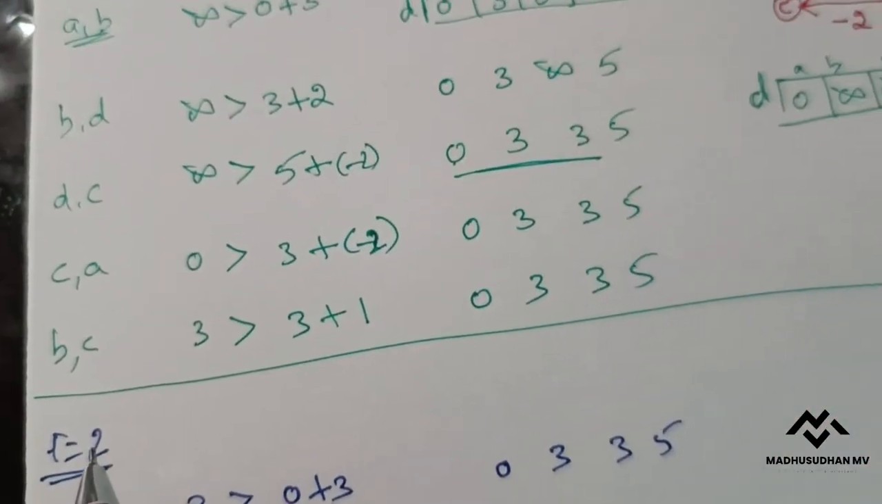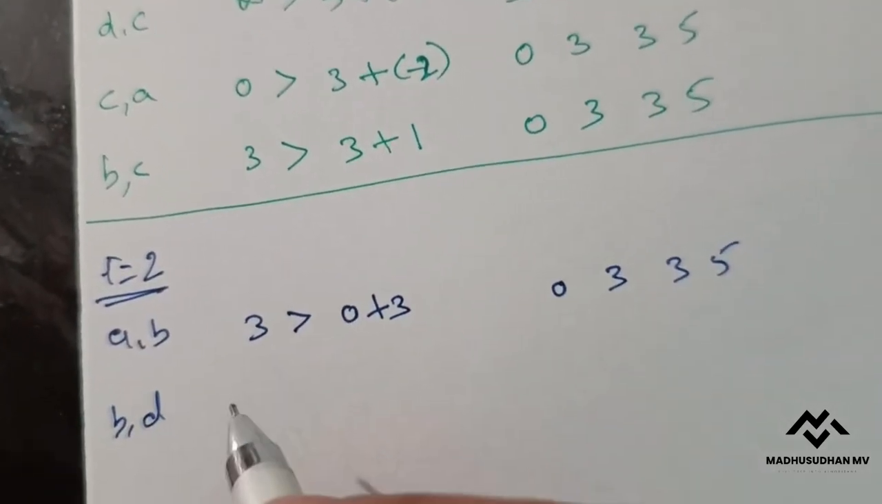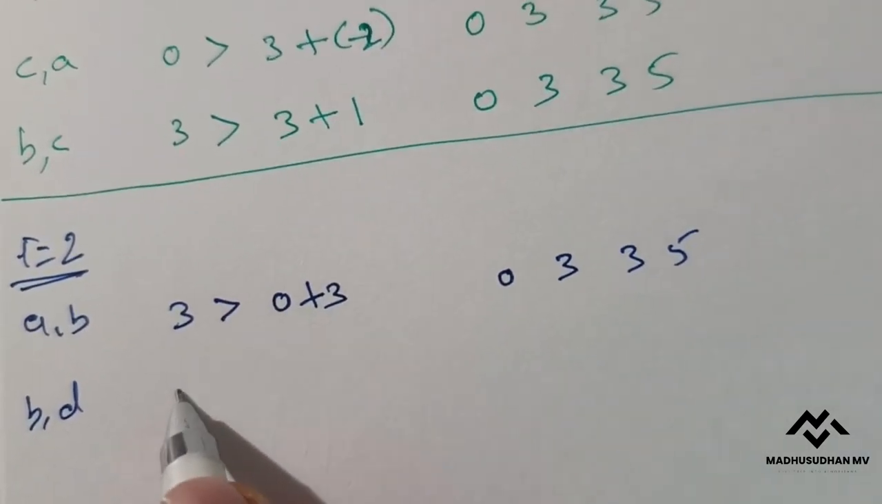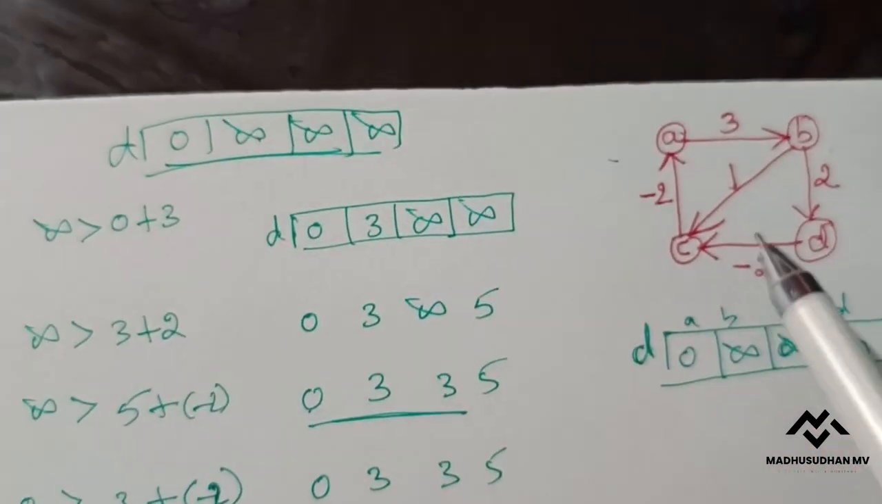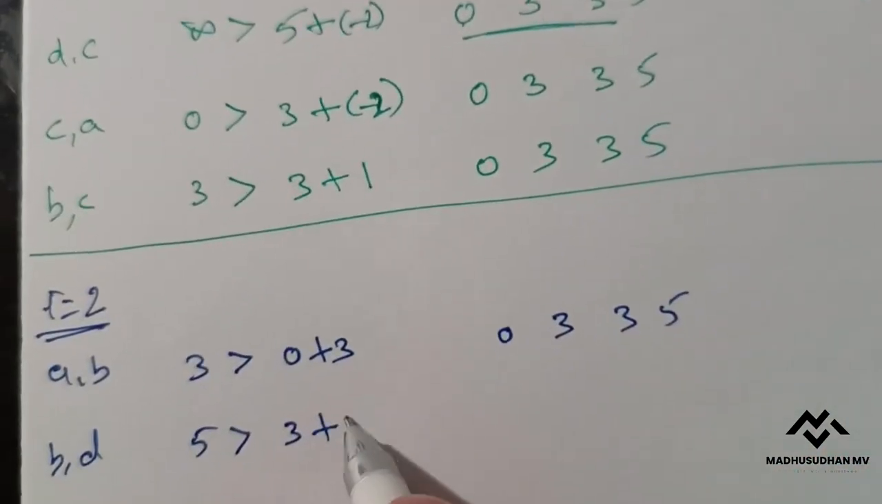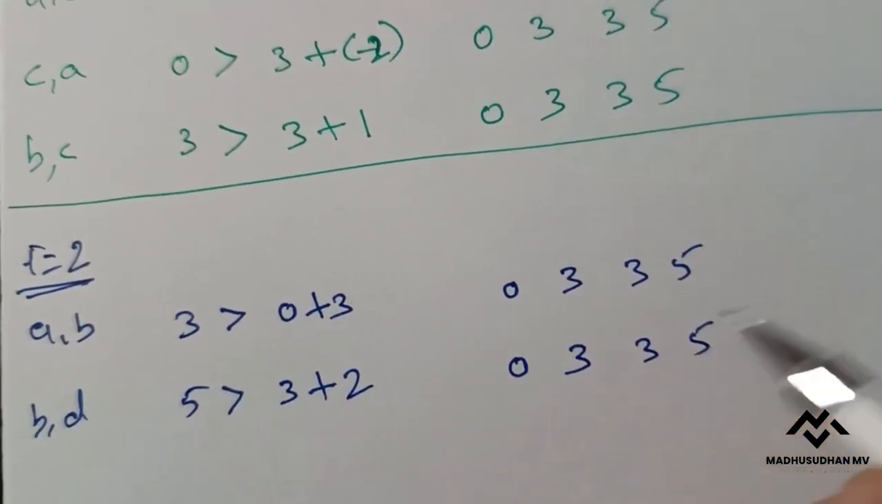Similarly, next, after A to B, B to D. Is distance of D, 5, greater than distance of B, 3, plus B to D, which is 2? 5 greater than 5 is false. So I'm not updating anything. I'm retaining it as it is.